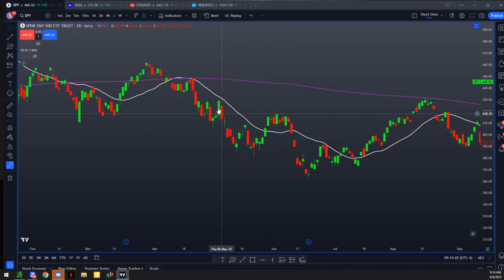This red candle right here took out this green candle completely. Next couple of days, it continued down. This red candle took out this one. It went down for 2 days. You still would have made some money before it jumped back up.